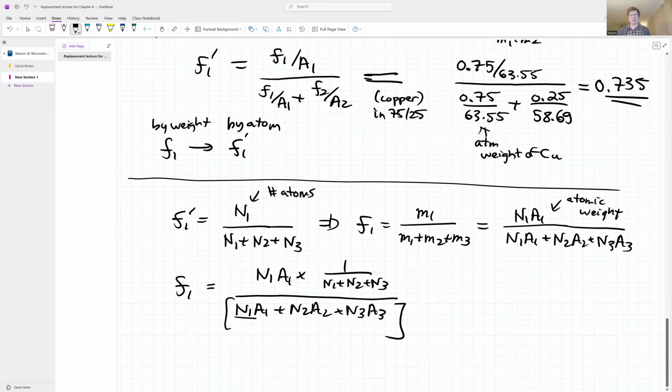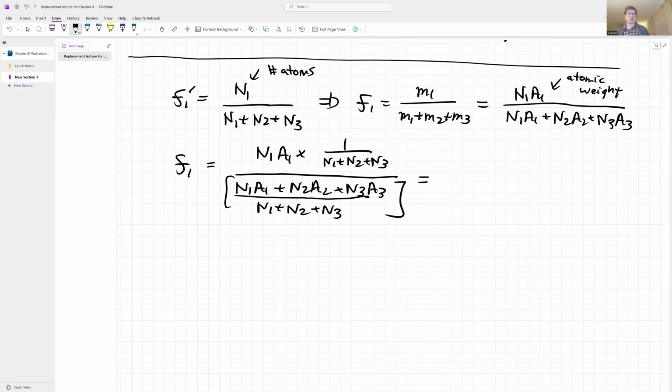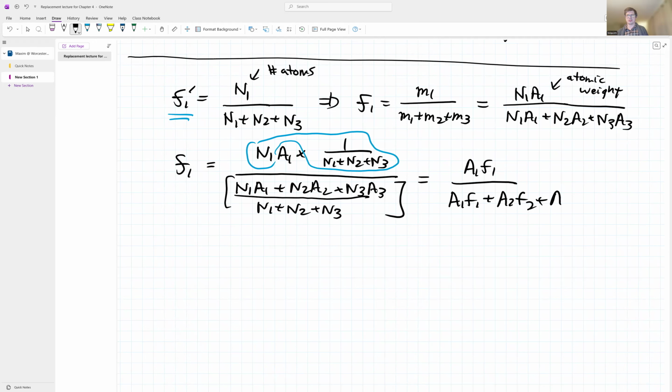Everything on the bottom here gets divided by the sum. That's really the only trick here to get all these conversion factors, because then we can recognize that this combination of N1 divided by the sum, that's just the fraction by number, the F1 prime. So this just becomes A1 F1. Here it's A1 F1 plus A2 F2 plus A3 F3. So going the other way, you multiply the fractions by the atomic weights.